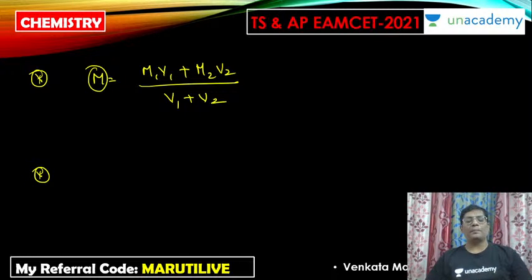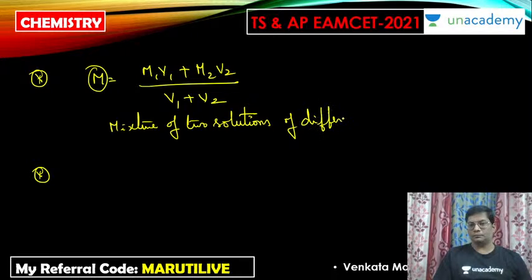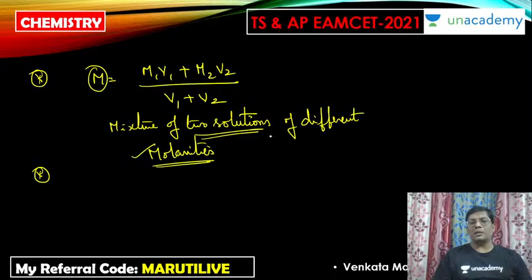So M1V1 plus M2V2 by V1 plus V2. When we are using this formula, suppose you take a mixture of two solutions of different molarities. If you have two solutions but the molarities are different, then how can you calculate?